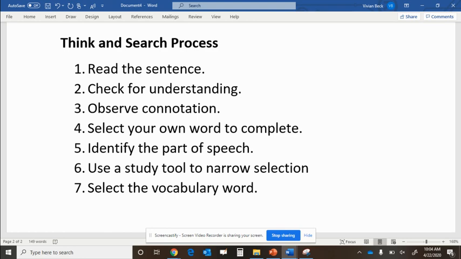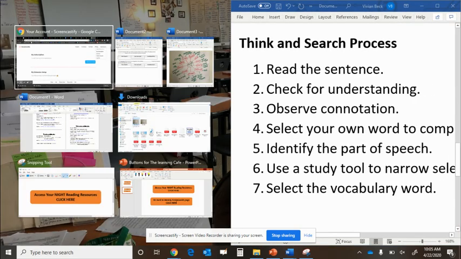All right. So you see that we have to read the sentence. We're going to check for our understanding. If you don't understand a word, make certain that you use your resources and look up that word, because that's important not only for understanding, but also determining the connotation, which is step 3, and selecting your own words, identifying the parts of speech, using a study tool to narrow your selection, and selecting the vocab word. These don't necessarily need to be done in this order. However, all of these are part of the process. So keep that in mind. It's pretty flexible, okay?